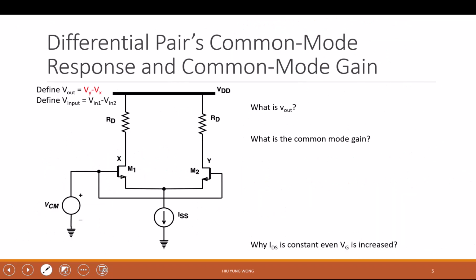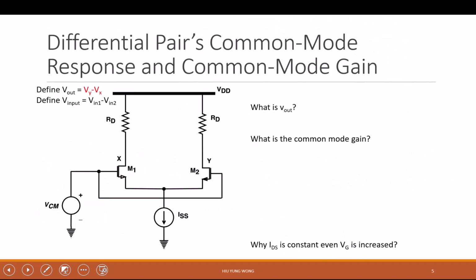If no, then let's move forward, right? So now, we start really going into the detail to study the property of a differential amplifier. The first thing we want to learn is the common mode response.